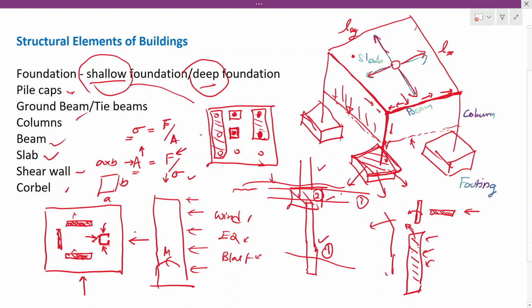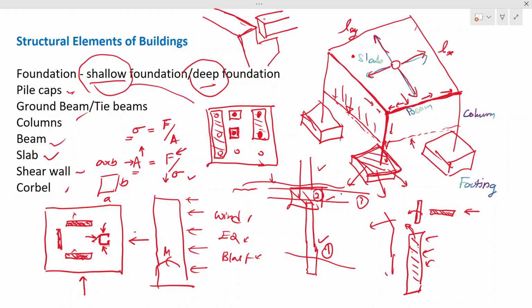Then the last item is the corbel. When you construct main structures or dams or bridges, you need to have precast elements kept in those structures. In a bridge, you first build the reinforced concrete structure, the abutment or the piers, then you place the precast beams. To place the precast beams, you need a corbel. A corbel is an element like this, used to rest elements like this. Not only precast, post-tension, any element you can keep there.